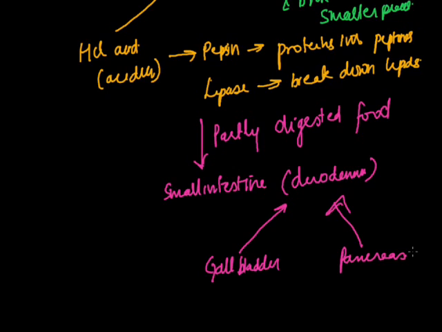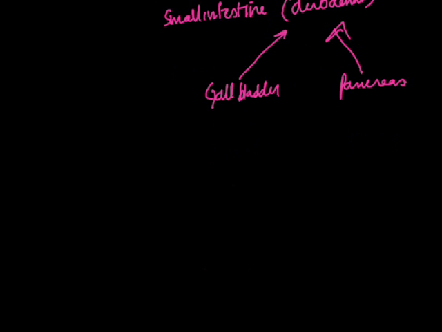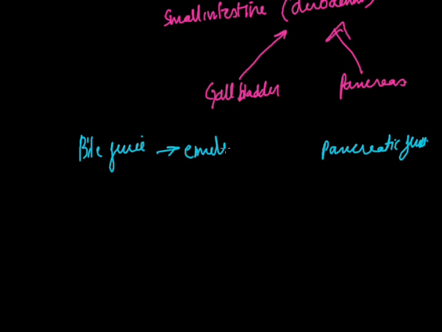Now from the gallbladder, it will receive bile juice, and from the pancreas it will receive pancreatic juice. Now this pancreatic juice and bile juice, they both are alkaline in nature. So the digestion and emulsification of fats occurs at this place. Bile juice is especially meant for emulsification of fats.